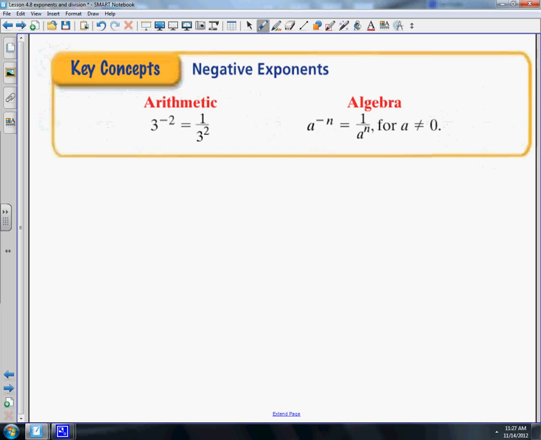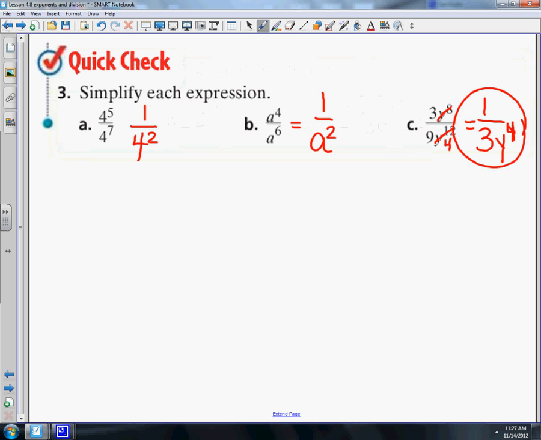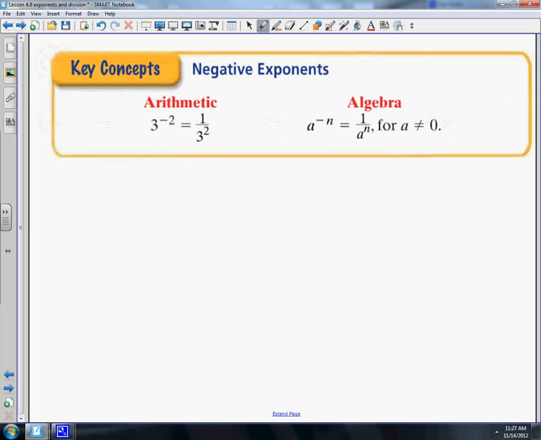So if I look at these 3 problems, there is another way to write this instead of always writing a 1 on the top divided by something. So here is the last key concept. So this key concept is negative exponents. So if I make a negative exponent, it would be 3 to the negative 2 equals 1 over 3 squared.